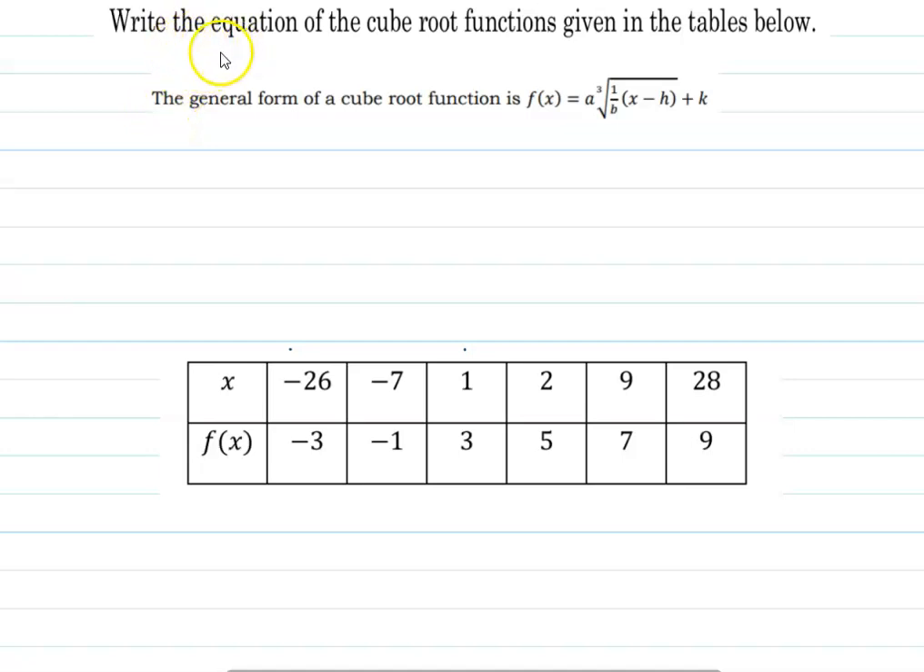This video is about finding the equation of cube root functions from the given table. Let's look at the general form of cube root function. Here A represents the vertical stretch, B represents the horizontal stretch, and (H, K) represents the point of inflection. Point of inflection is where the graph changes its concavity.